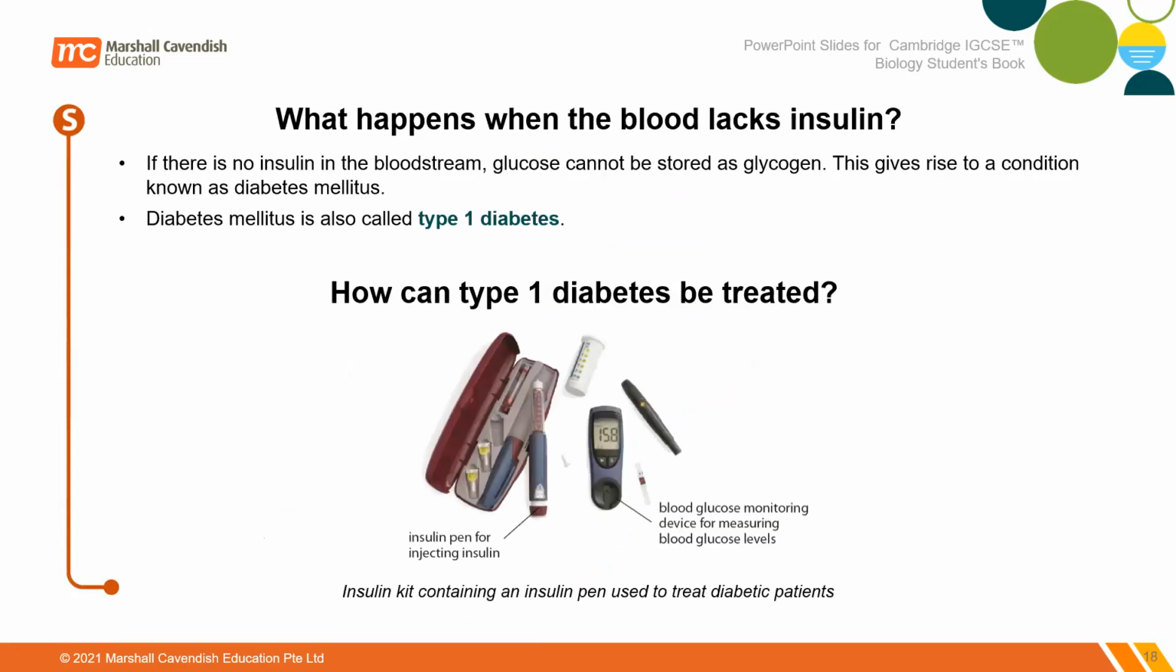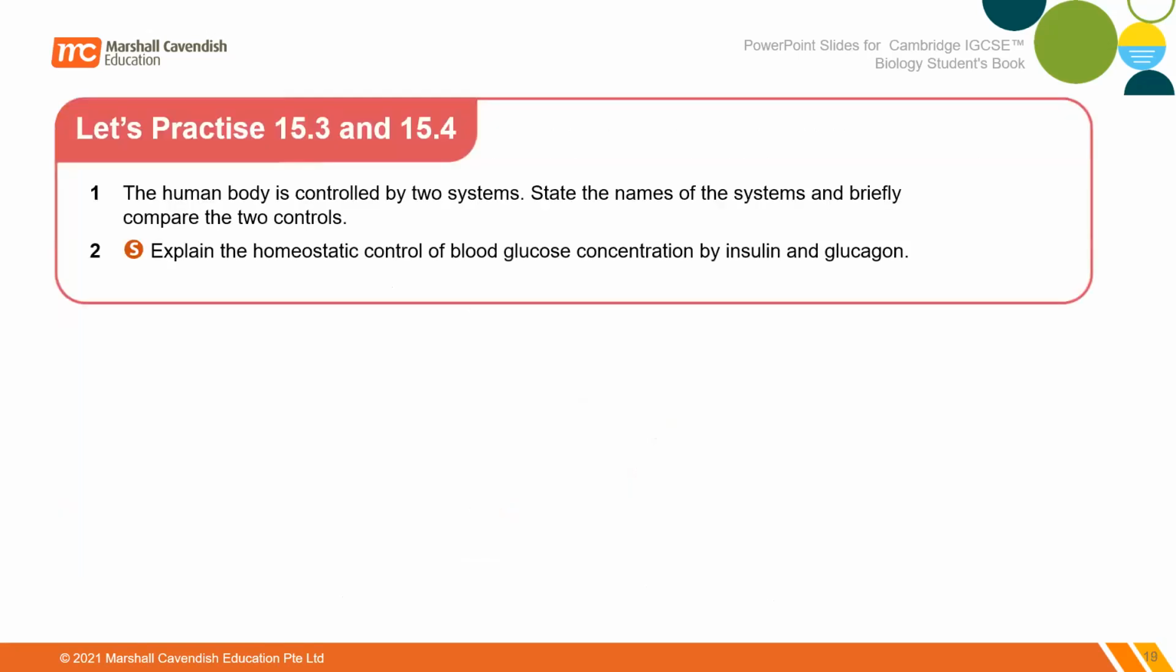Don't have a sufficient amount of insulin. If the pancreas stops producing insulin, this means that you will be diagnosed with type 1 diabetes, and the treatment of this is insulin injection.